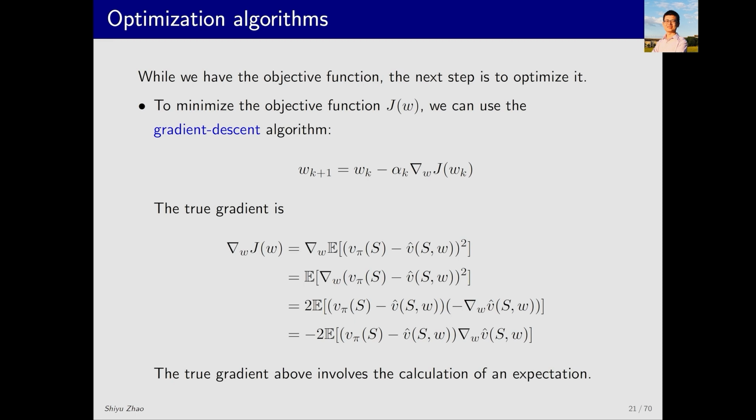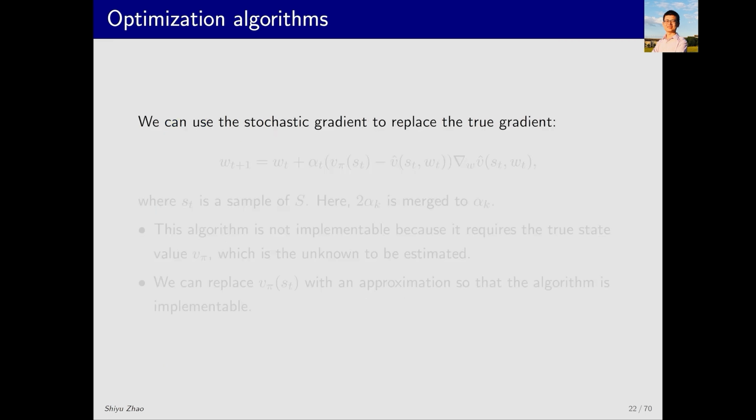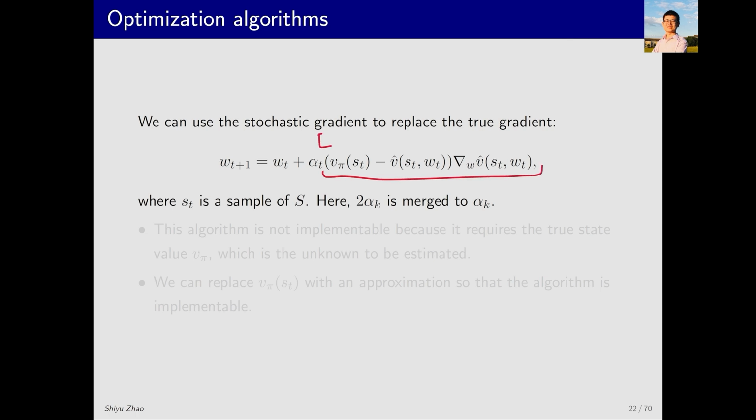However, the true gradient above involves the calculation of an expectation. How can we avoid this? We can use a stochastic gradient to replace this true gradient. The corresponding algorithm is as follows: w_{t+1} equals w_t plus alpha_t times the error term, where the long string that used to be inside the expectation has now been simplified by removing the expectation and replacing all the random variables inside it with sampled states s_t. Note that here we have a factor of 2, which gets combined with alpha_k, making the expression look neater.